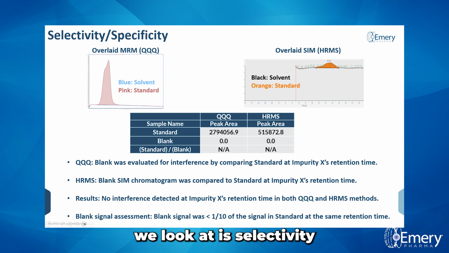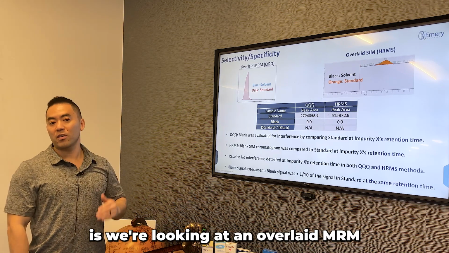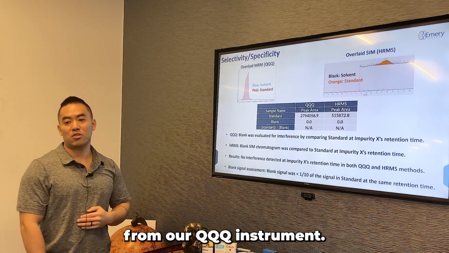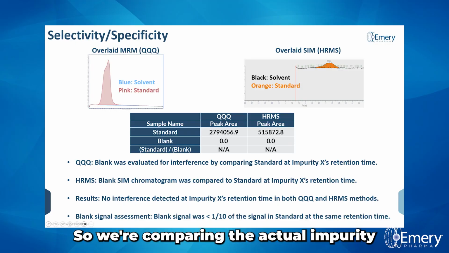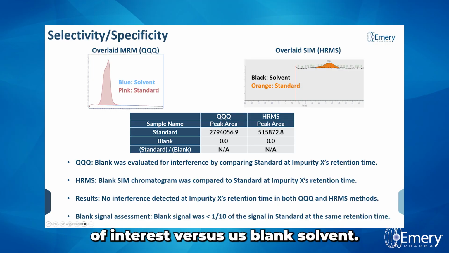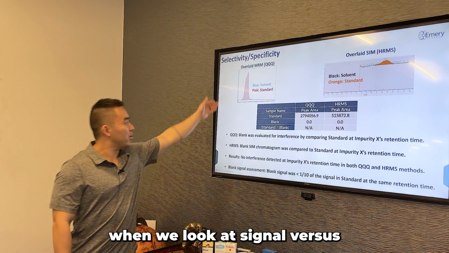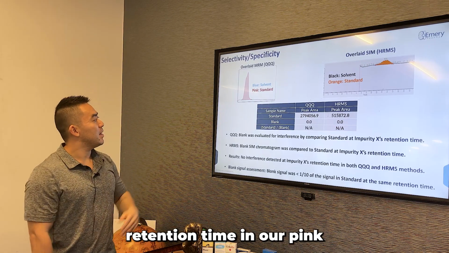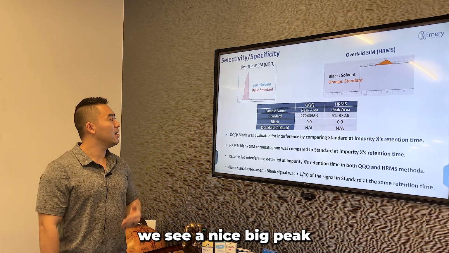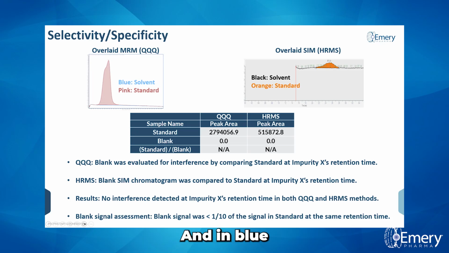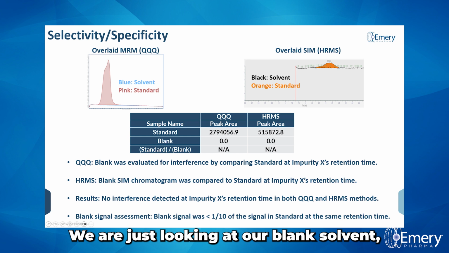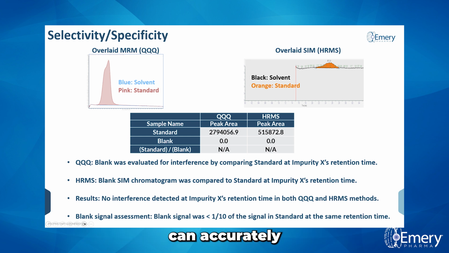So one of the first parameters we look at is selectivity and specificity. In the upper left chromatogram, we're looking at an overlaid MRM from our QQQ instrument, comparing the actual impurity of interest versus a blank solvent. As you can see, when we look at signal versus retention time, in pink we see a nice big peak representing our standard. And in blue, just showing the baseline down there, is our blank solvent, indicating that our method can accurately and specifically identify the standard of interest.